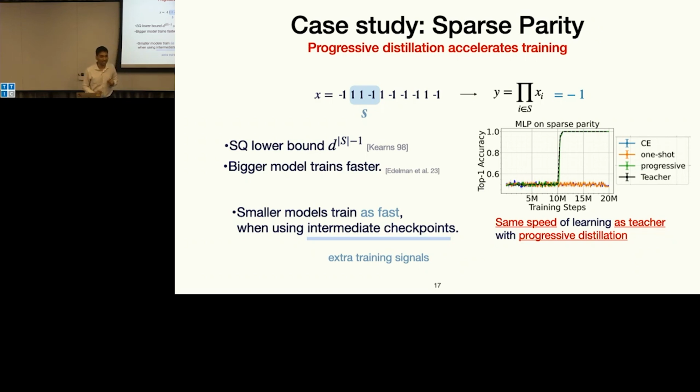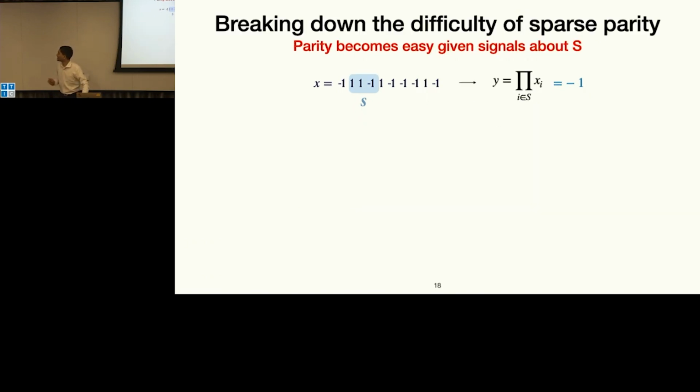I don't know if this is the same question, but is it the best that we can do? I mean, can the student actually learn faster than the teacher, because the student looks at the full output of the teacher instead of the label? No, this is not the best. We'll come to that later. Okay, so let's go into the details.